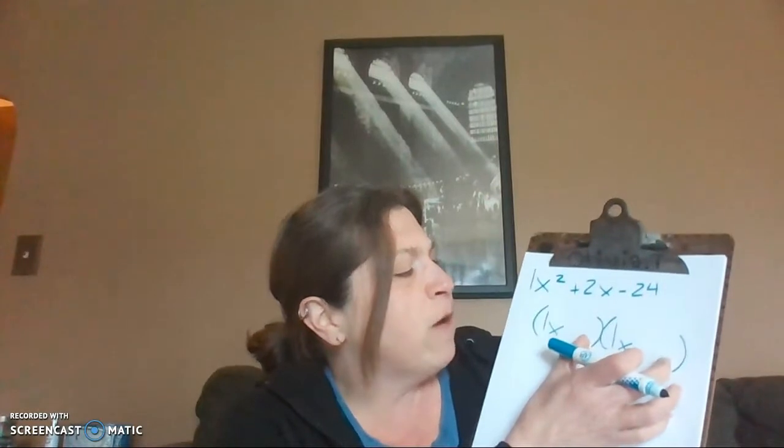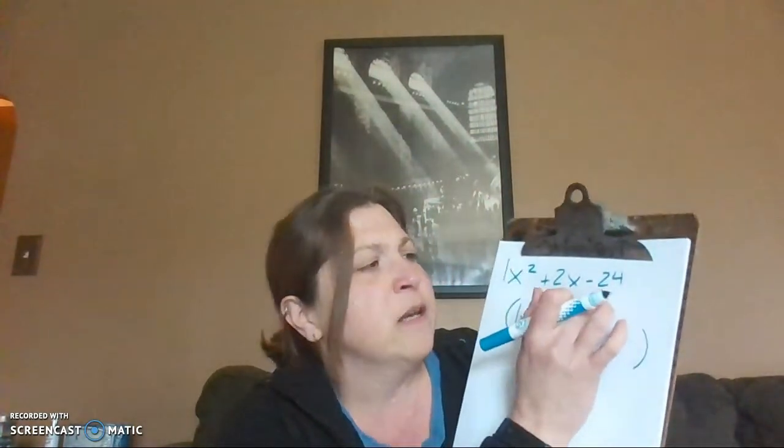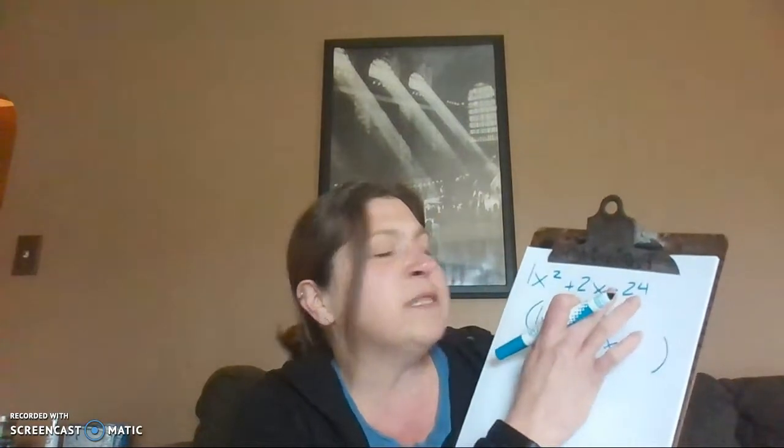Okay, how do we figure out what number goes here? Well, this is where this back number comes into play. What we're going to figure out is how can I get to 24? What 2 numbers will multiply to it? So don't worry about the sign right now. That's going to come into play in just a second.